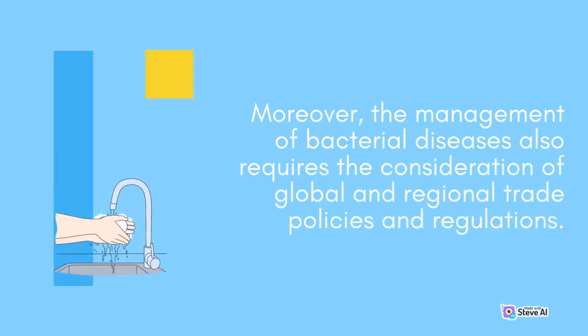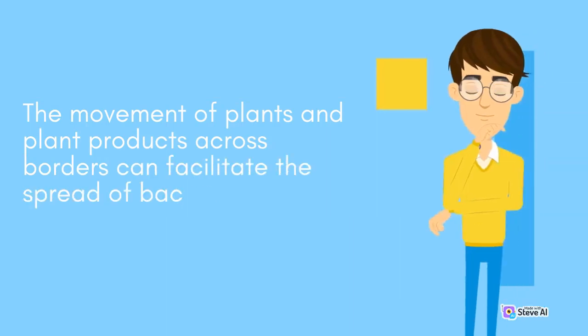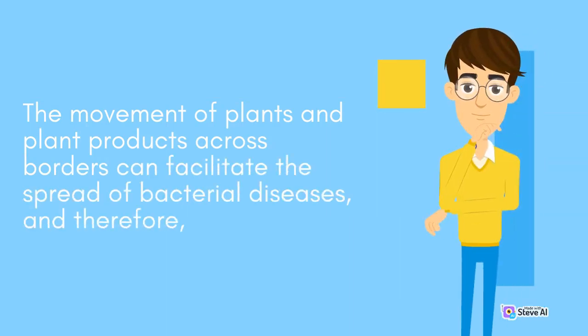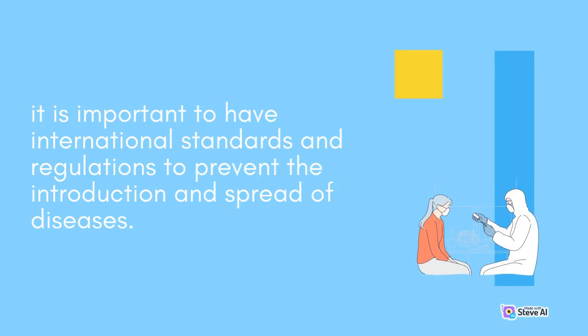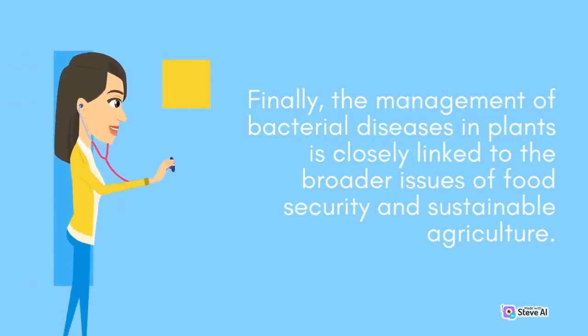Moreover, the management of bacterial diseases also requires the consideration of global and regional trade policies and regulations. The movement of plants and plant products across borders can facilitate the spread of bacterial diseases, and therefore, it is important to have international standards and regulations to prevent the introduction and spread of diseases. Finally, the management of bacterial diseases in plants is closely linked to the broader issues of food security and sustainable agriculture.